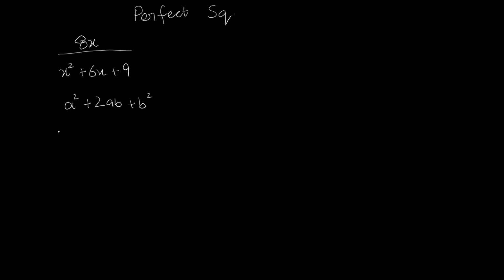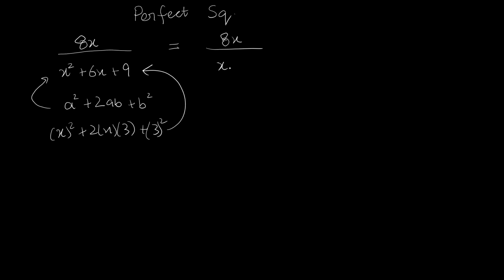If you consider x as a and b as 3, then you will see there is a very strong correlation between these two expressions. Hence, you can just write it down as (x plus 3) whole square. Now, the same thing applies once again.